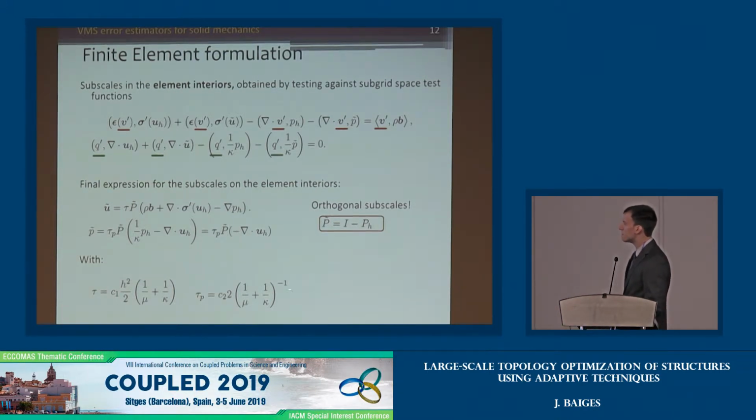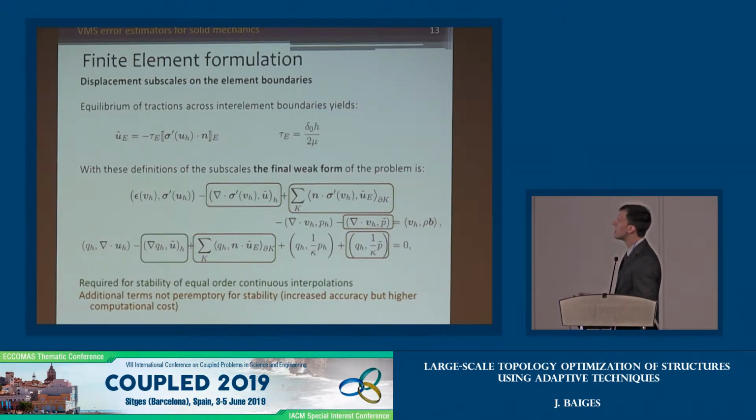And these are the expressions for these stabilization parameters, which are in fact a diagonal approximation to some of the operators that we see up here. And then for the displacement subscales on the element boundaries, we are going to simply enforce that we need to have equilibrium of tractions across inter-element boundaries. And by simply enforcing this condition, we are going to obtain this expression for the subscales, which is basically the product of a stabilization parameter times this jump of normal stresses across inter-element boundaries. And this is the expression for the stabilization parameter.